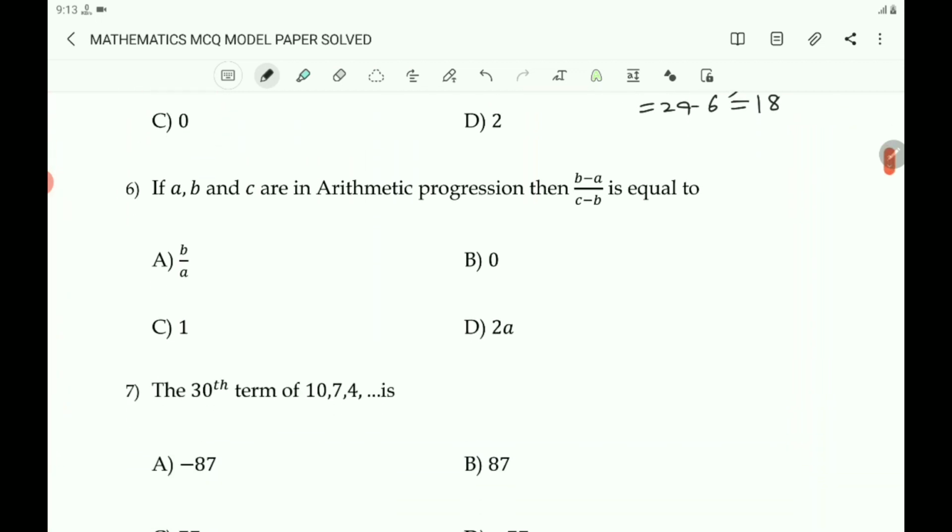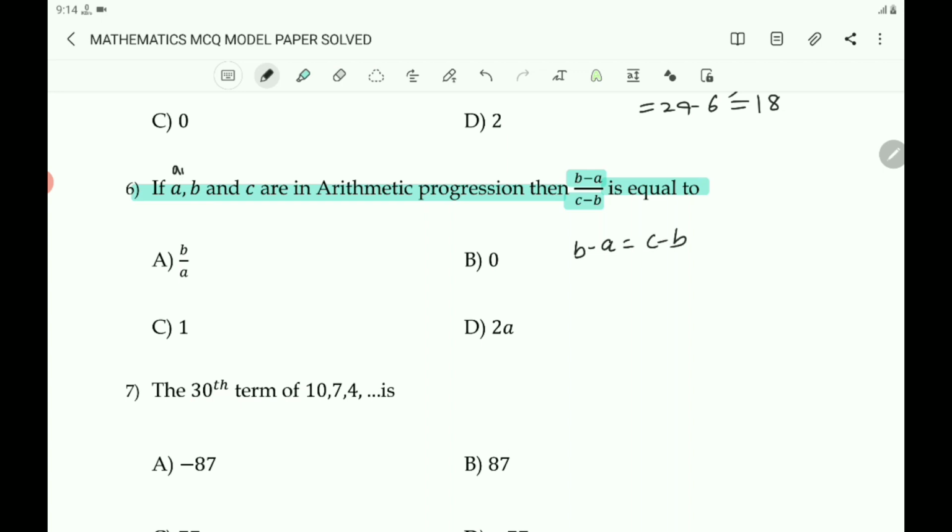Next let us take the sixth question. If A, B, C are in arithmetic progression, then (B minus A) by (C minus B) is equal to... Here, you know that if A, B, C are in AP, then B minus A equals C minus B.